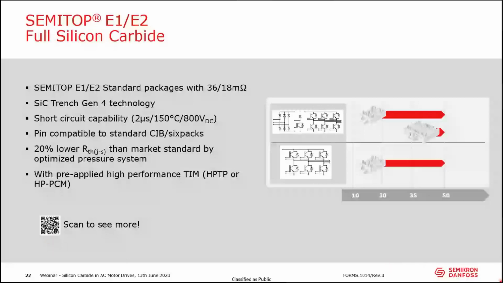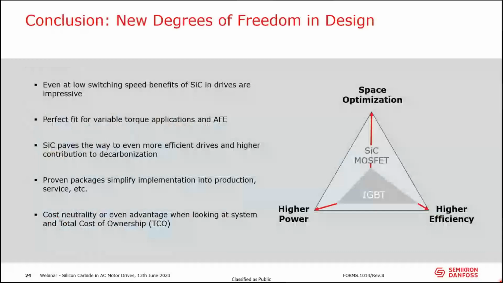We come to the conclusion. So if we want to put it in one sentence, or if I shall put it in one sentence, then I always say silicon carbide actually provides new degrees of freedom in design. And that is illustrated by that picture here at the right. When the IGBT is that small triangle here, then the silicon carbide would open you this large triangle area in whatever dimension. So if you want to optimize the space of your drives, of your construction, silicon carbide can help it, as we could see, to a great extent.